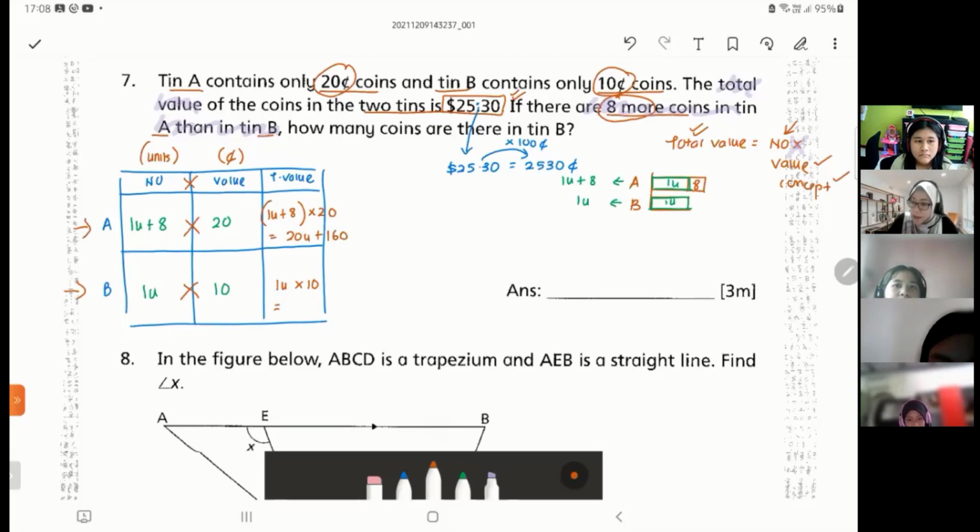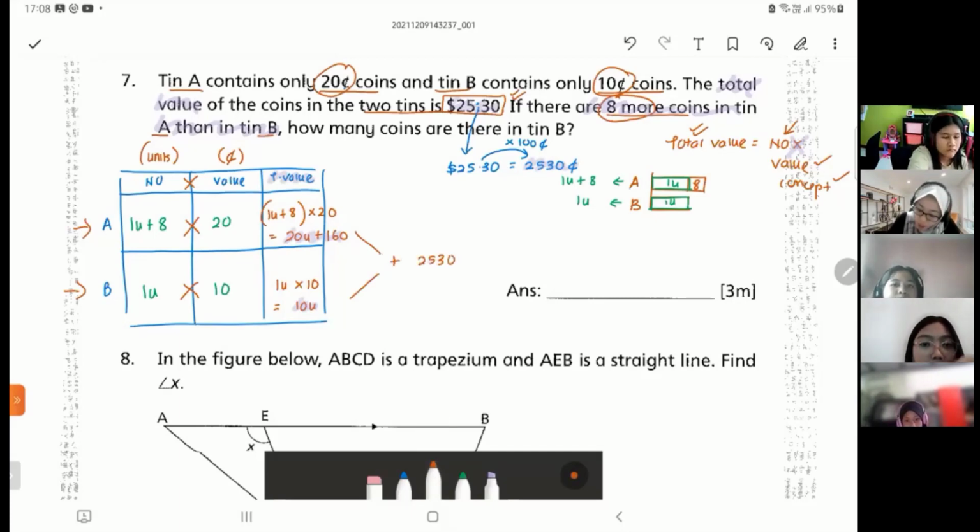This one, 1 unit times 10 is 10 units. Okay, now we have this. Now we can find the total value. This is total value anyway, right? We have our total value there. This is our total value, which means this plus this. And when you add them together, you're going to get 2530 cents. But you need to add them together first. So how do we add them together? This is how I'm going to put it. 20 units plus 160 plus 10 units equals 2530.